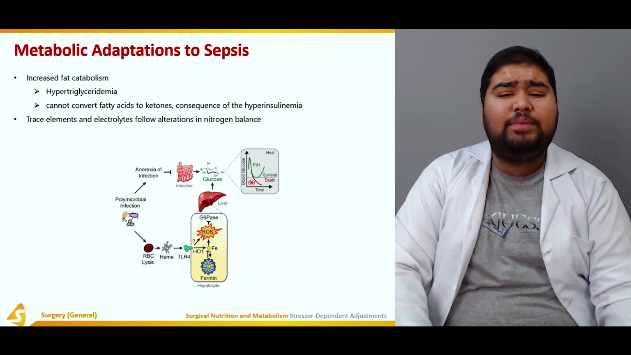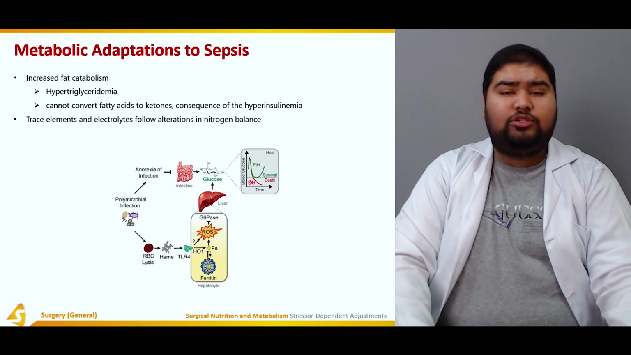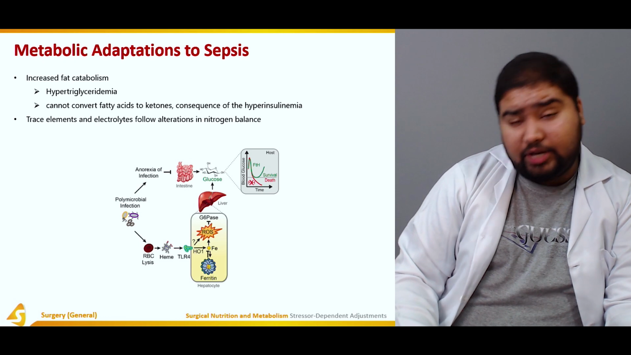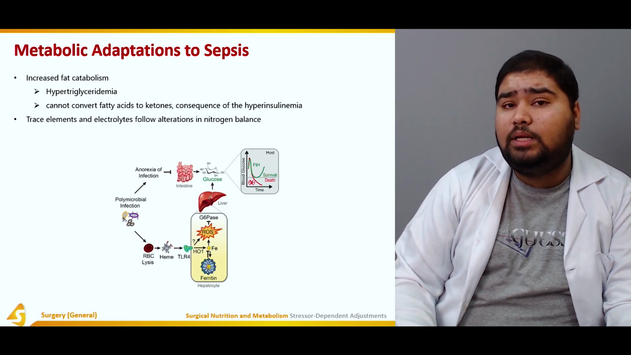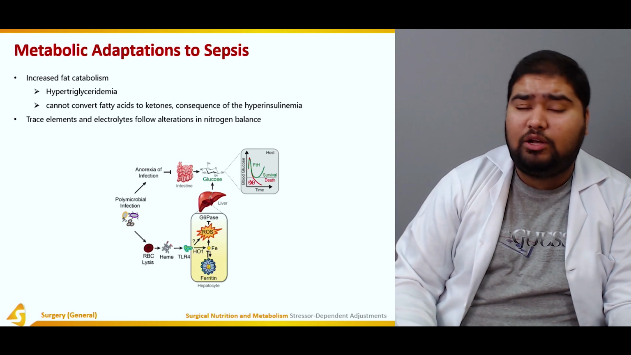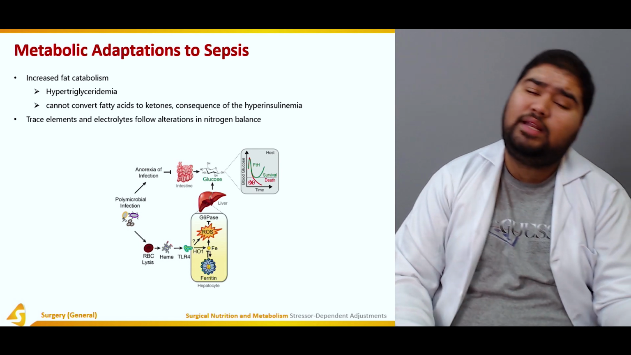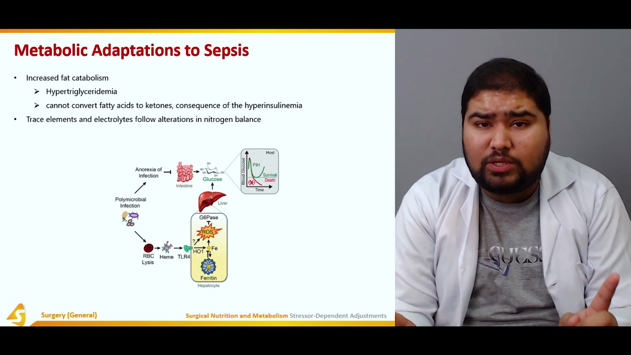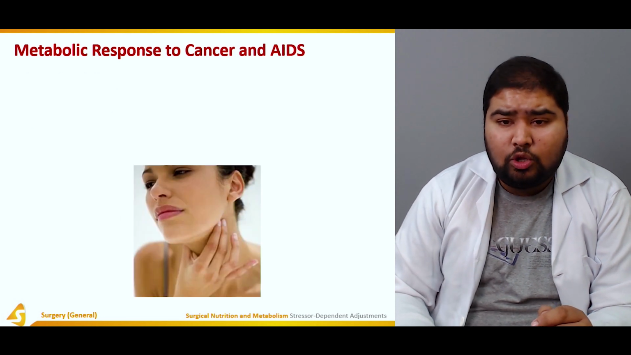Now the trace elements and electrolytes follow the alterations in the nitrogen balance. So the alteration of protein metabolism is very important, because the trace elements and the vitamins also follow the alterations in the nitrogen balance. So always the nitrogen balance should be maintained between the equilibrium positions of -2 and +2.